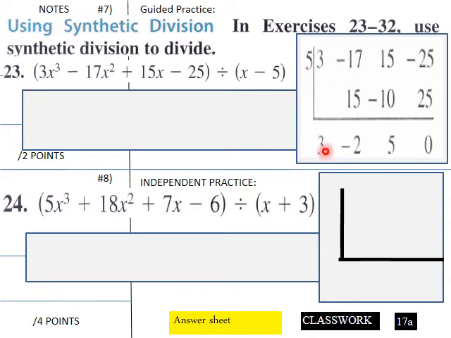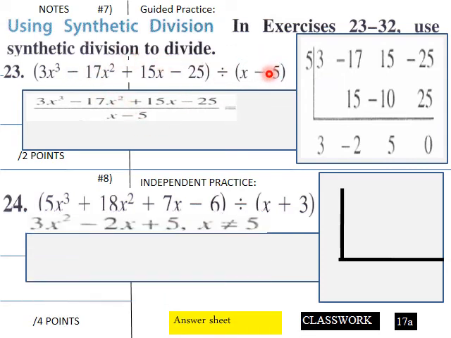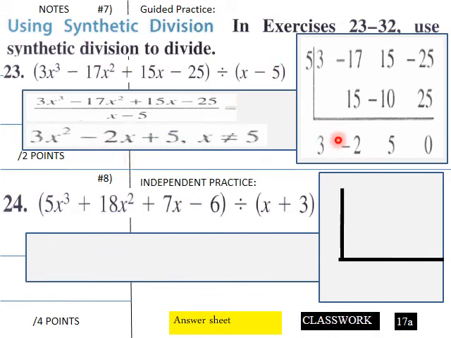Drop down our 3, multiply 5 times 3, we get 15, then we add, we get negative 2. 5 times negative 2 would be negative 10, we add, we get 5. Then 5 times 5 would be 25, so we have a remainder here of 0, so we know this is a perfect factor here with no remainder. So when we divide this by this, we get 3x squared minus 2x plus 5 with no remainder. And x cannot equal 5 in this format anyways.